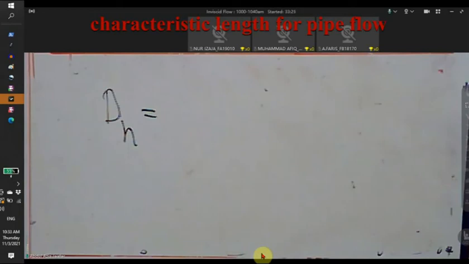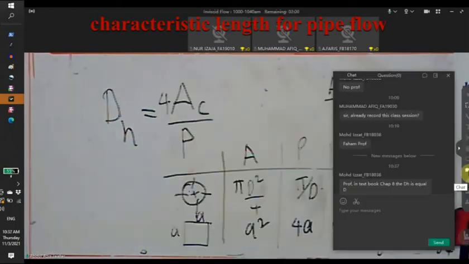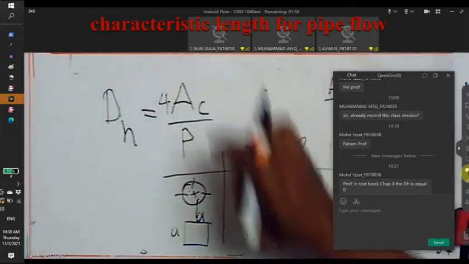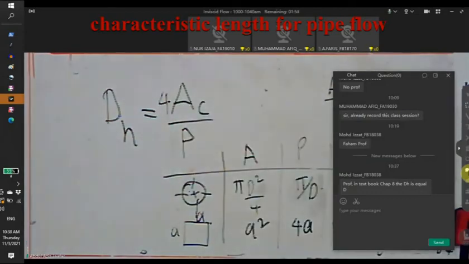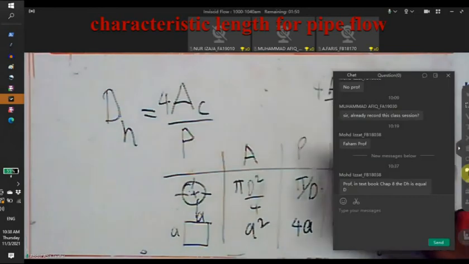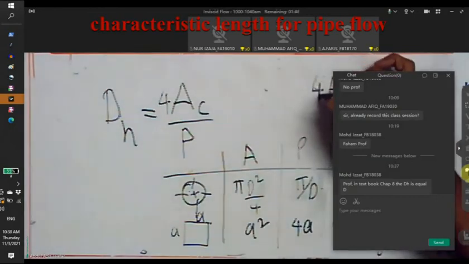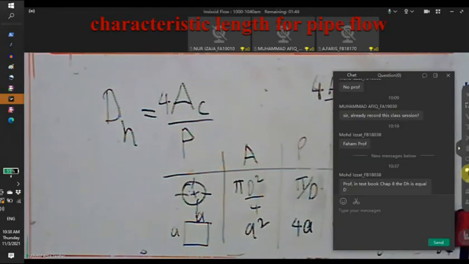For A_C. I think it's for A_C, right? So for A_C, divided by perimeter.